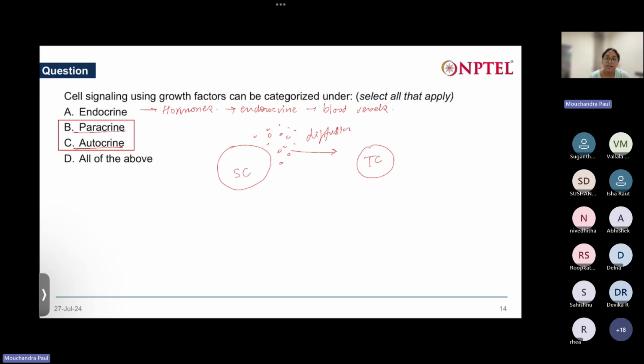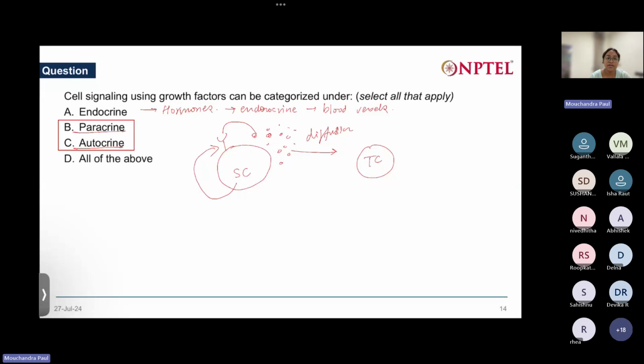Whereas autocrine signaling can also happen. The signaling cell can signal itself. So these growth factor molecules which are released by the signaling cell can bind to the receptors present on the surface of the signaling cell. This is very general and happens, for example, in cases of tissue formation, like morphogenesis.